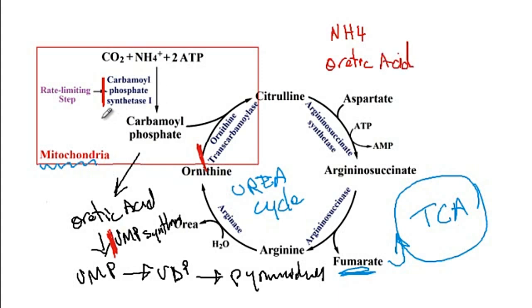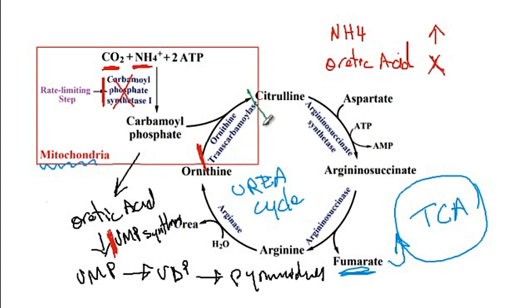So starting with carbamoyl phosphate synthase 1, this is the enzyme that will combine ammonia with carbon dioxide to form carbamoyl phosphate. So what happens when you inhibit this enzyme? There would be a backup of NH4, so the concentration of NH4 increases in these patients, and then there won't be any increase in the concentration of carbamoyl phosphate, so the level of orotic acid does not increase.